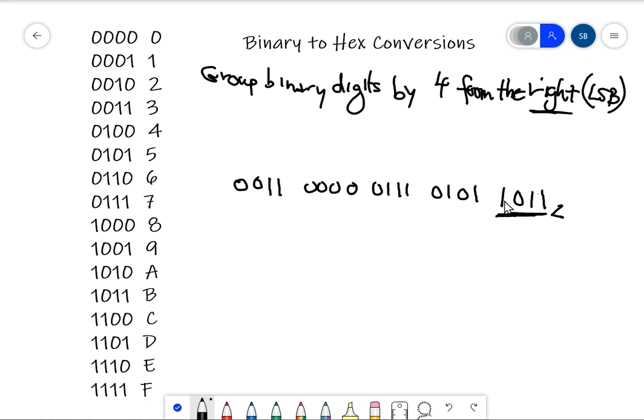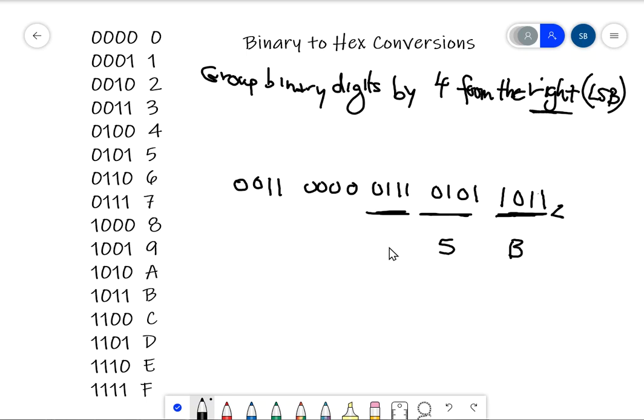So I take this first group of 4, I hunt for this sequence in the list over here, and I find that's equivalent to a B. I take the second group of 4. Remember, I had to group them from the right for this to work. If I group from the left, that's going to give you the wrong answer. You should understand that based on numbering systems, but this time my group is equivalent to a 5.